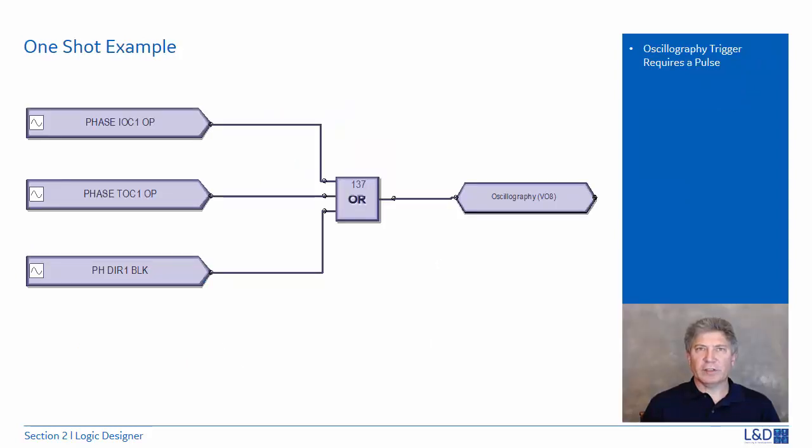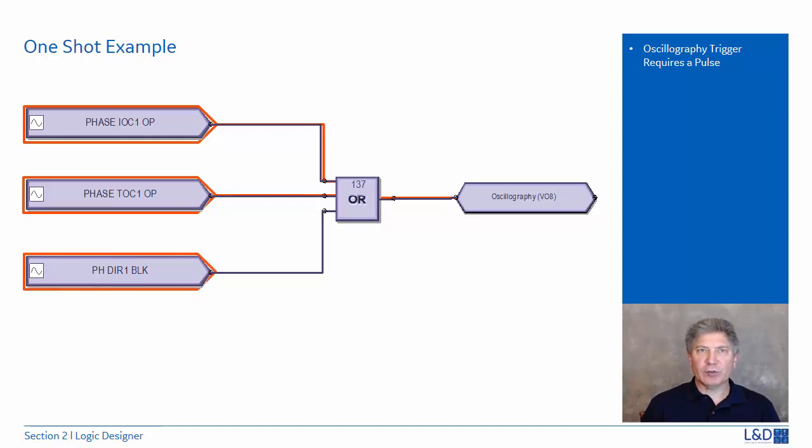Here's an example of a FlexLogic circuit to trigger the oscillography capture. The oscillography capture is triggered by a positive going edge. When the IOC operate signal becomes active, it generates a positive going signal that momentarily triggers the oscillography capture. If the next signal becomes active while the first signal is still active, then the oscillography will not trigger again until the trigger level is reset.